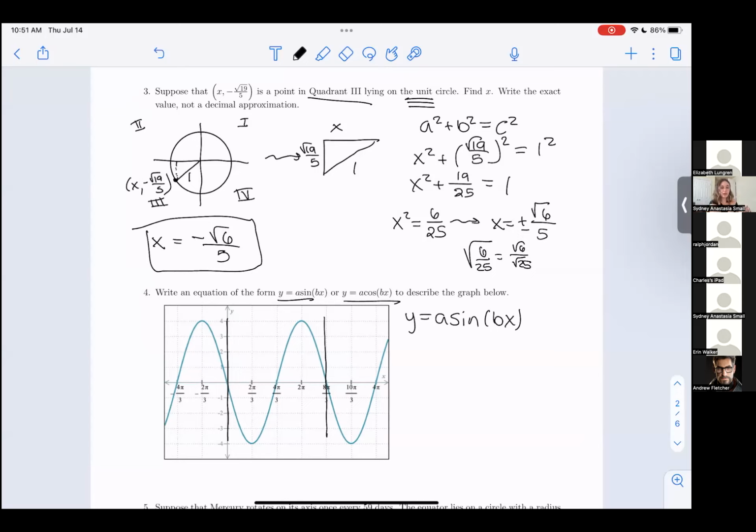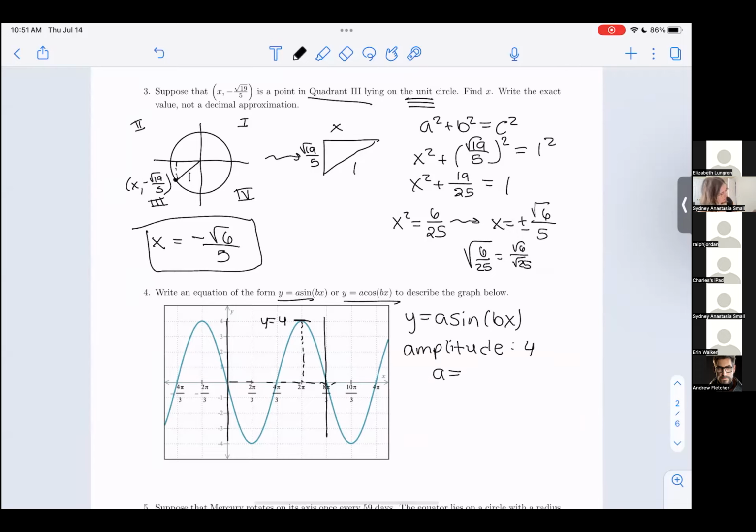Now let's look at what the amplitude would be. We know we have no vertical shift, so the midline will be right here. So our amplitude is just the distance from any of the peaks or troughs, i.e. any of the local minima or maxima, from our midline. So we go up here. This right here is at 4, or y equals 4. So we know our amplitude is 4.